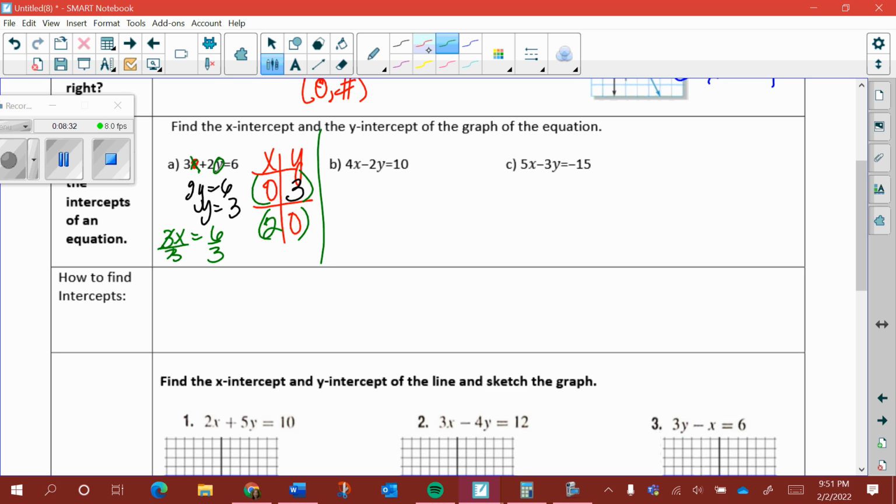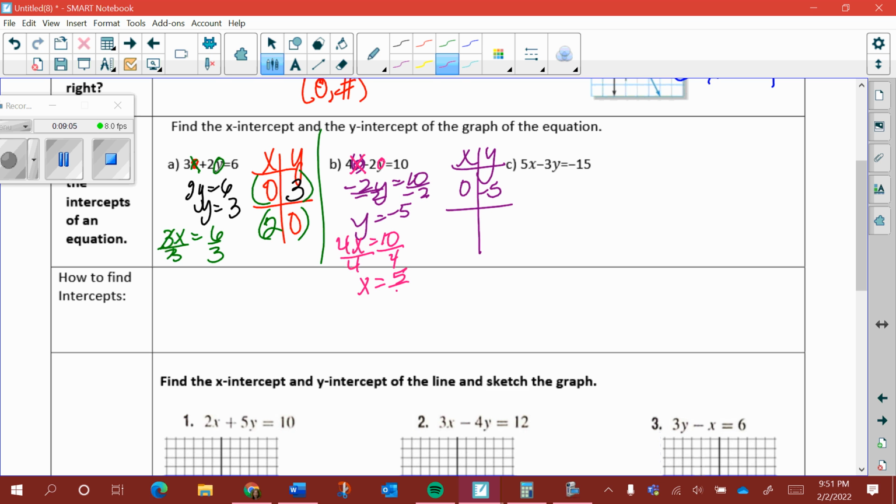On B, the same idea. Plug in a 0 for x. So if I plug in a 0 here, this makes it 4 times 0 is 0. So I get negative 2y equals 10. Divided by negative 2, y is equal to negative 5. So my little chart, I'm going to have (0, -5). And when I plug in, this is your x value now, and this is your 0. I'm going to say 4x is equal to 10, divided by 4. x is equal to 5 halves or 2.5. So (2.5, 0).